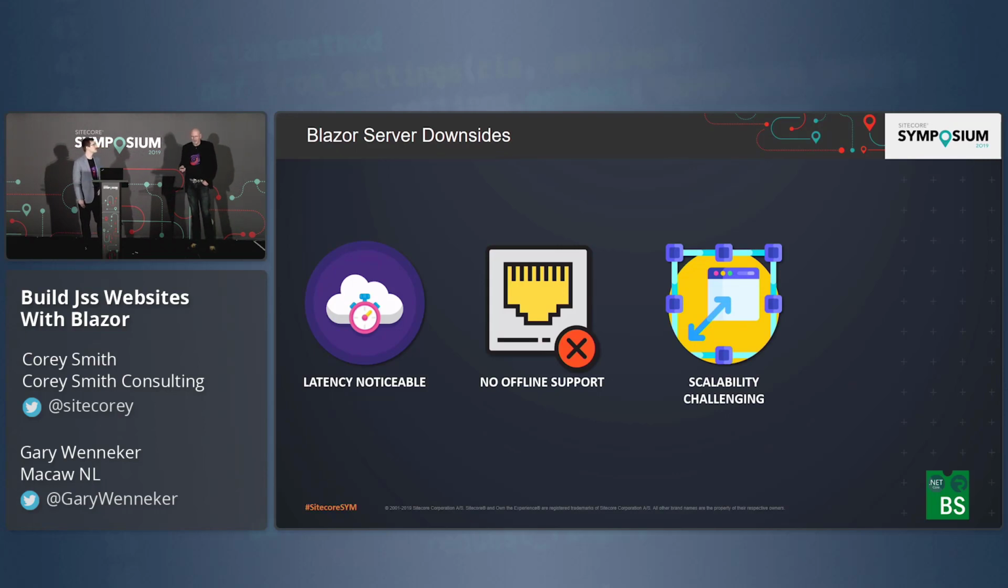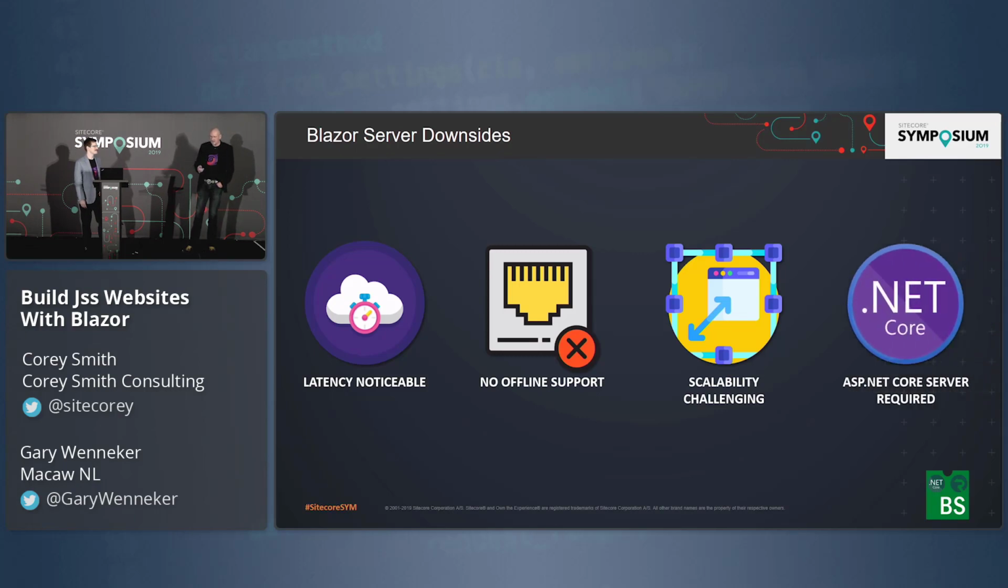Scalability is a challenge and a real concern because state is managed on the server. So again, when the connection is lost, the application doesn't work. Last but not least, Blazor Server requires .NET Core. And for this very reason, JSS Blazor does not support the Blazor Server hosting model. Sitecore runs on ASP.NET Framework and not on .NET Core.